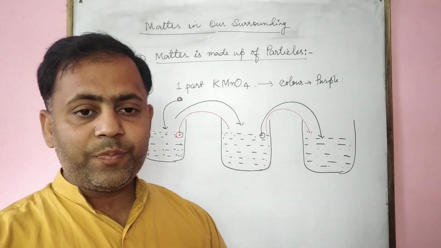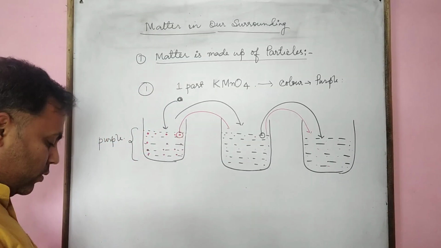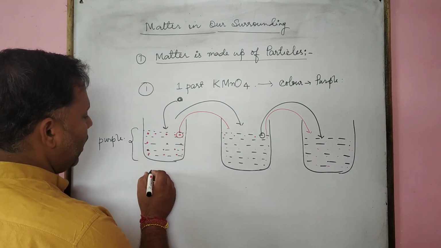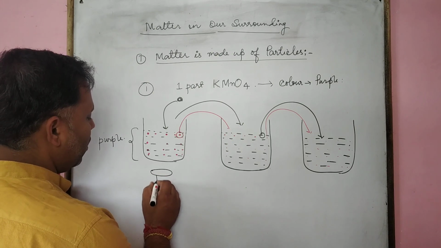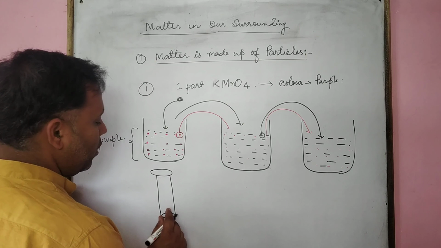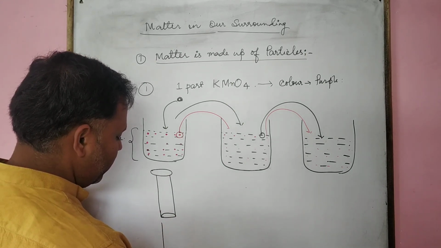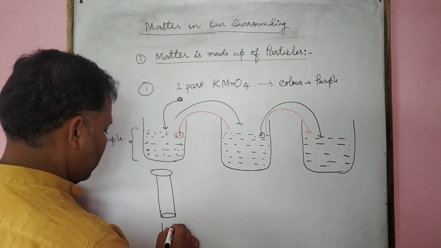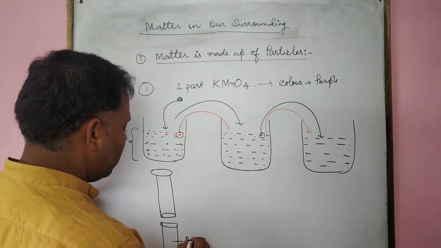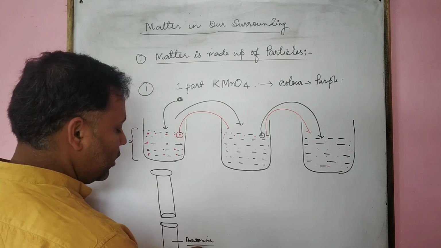Let us know it by another activity. For example, we will take a cylindrical jar. It contains air. We will take another cylindrical jar and fill it with bromine gas. We know what is the color of bromine? That is brown.